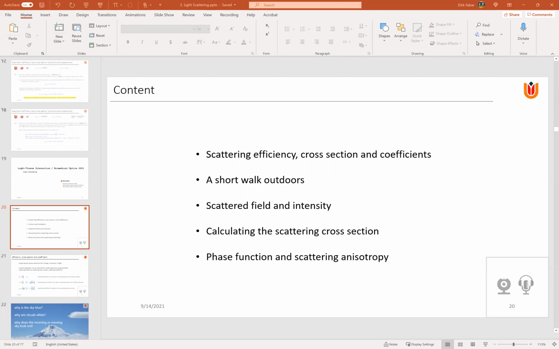But we'll get there. I want to start out with basically a short virtual walk outdoors. This joke was a little bit more sad in the days of the pandemic, because now we could actually do that. But we'll go through the scattered field, scattered intensity, then we'll get to calculating the scattering cross-section, and then in the end we'll define some new functions, some new way of describing light scattering with the phase function.